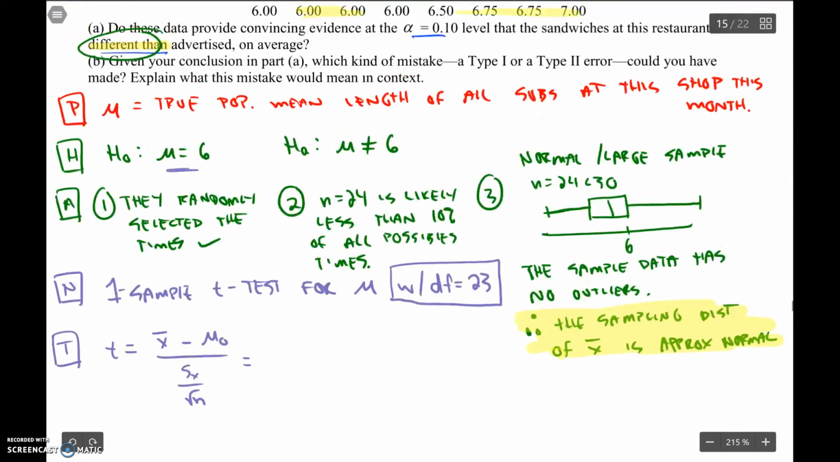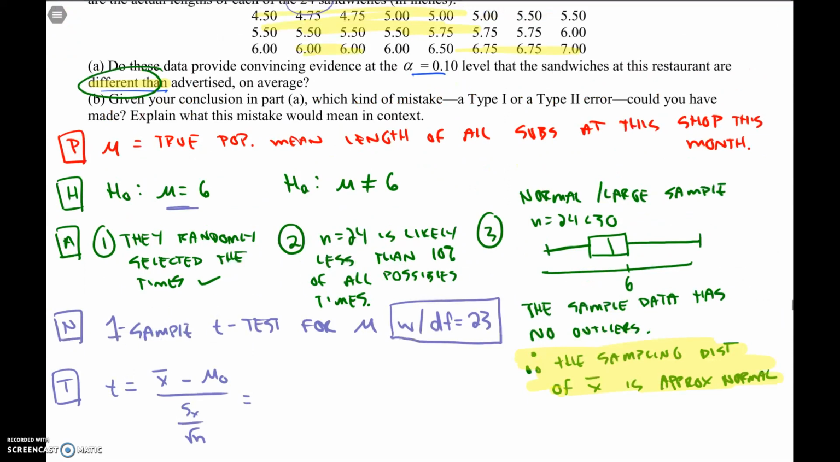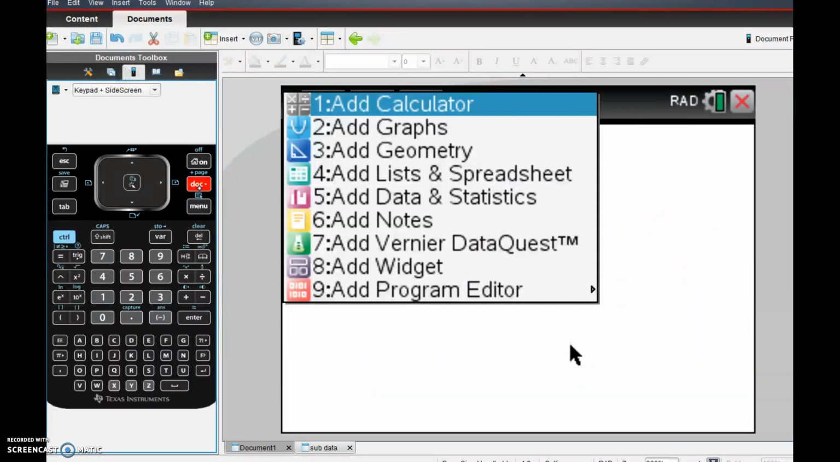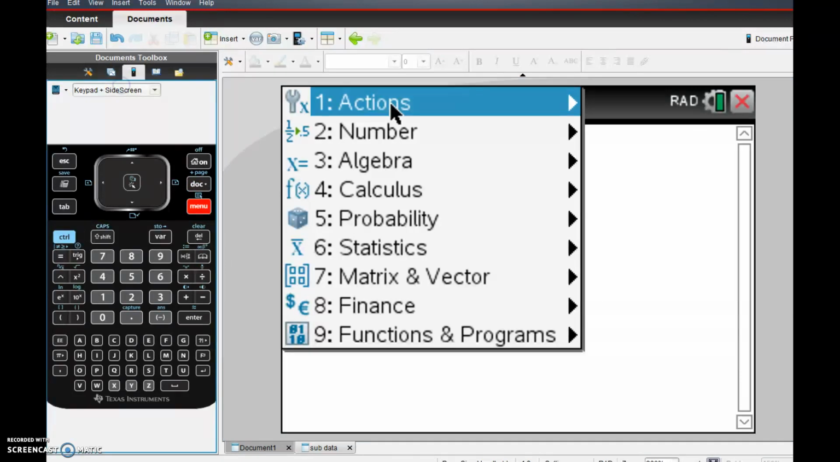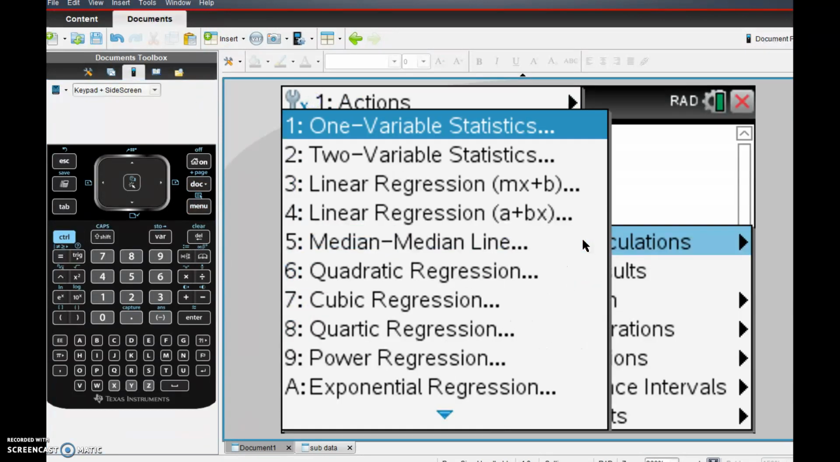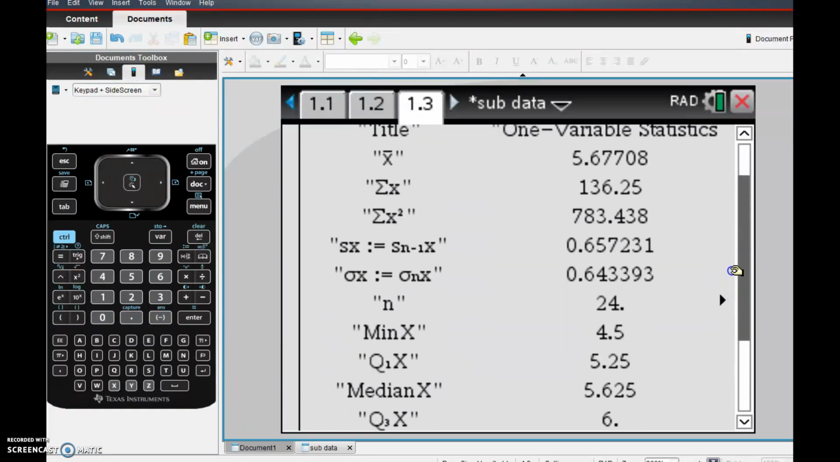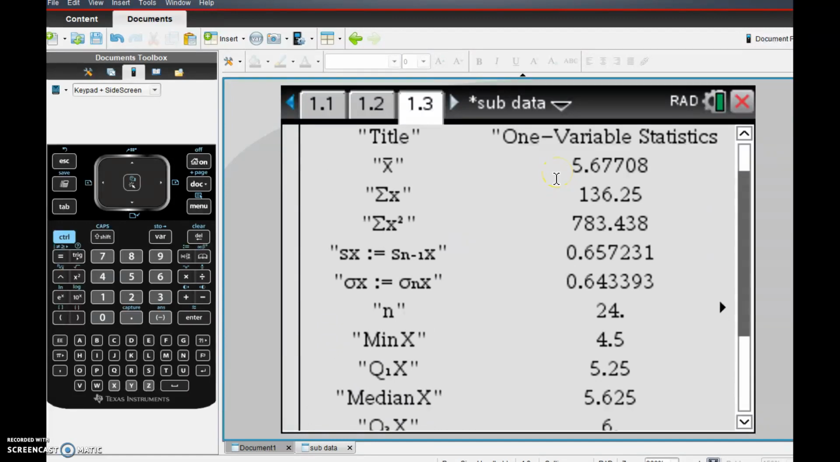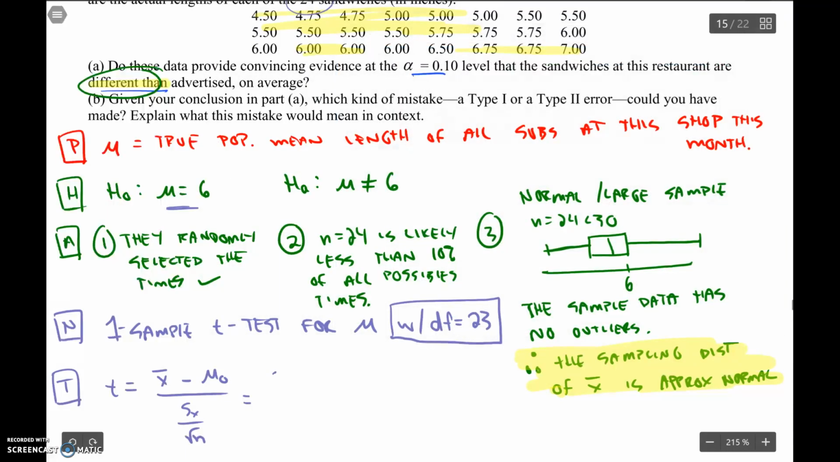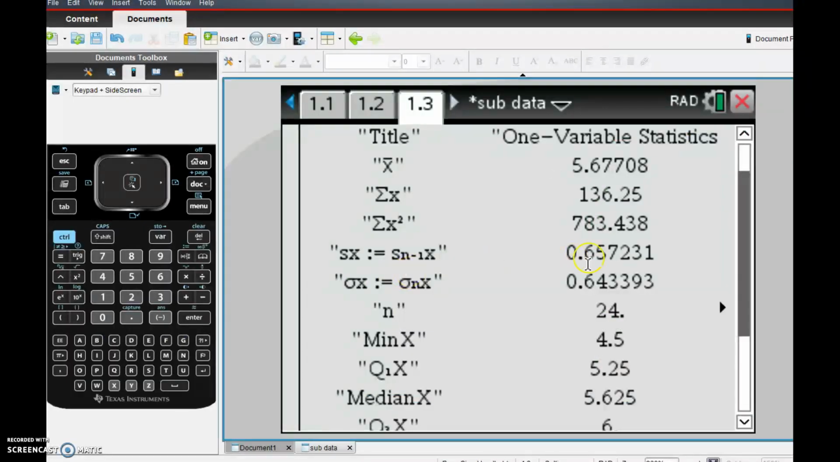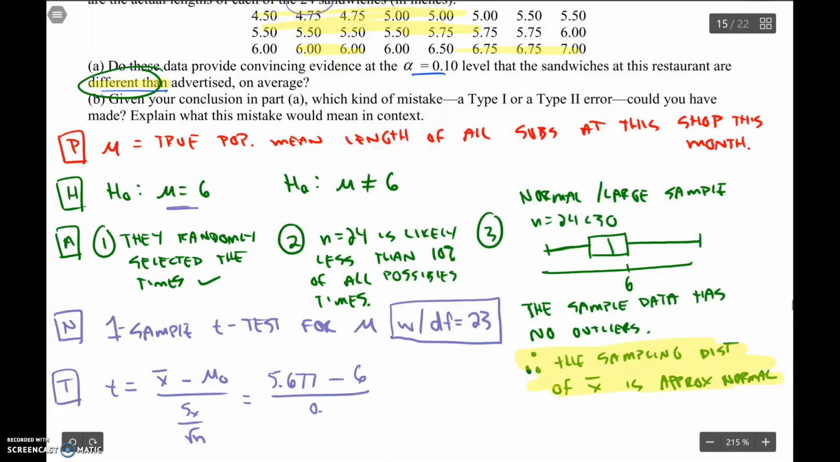Put in the values. I actually don't know what my mean is, so let's calculate that. So let's go menu, statistics, stat calculations, one variable statistics, length. So my mean is 5.677. 5.677 minus the hypothesized mean, over the sample standard deviation, that would be this guy, 0.657, over the square root of 24.